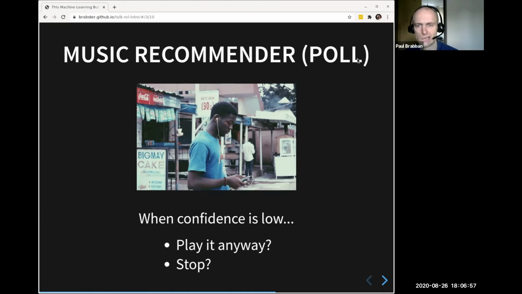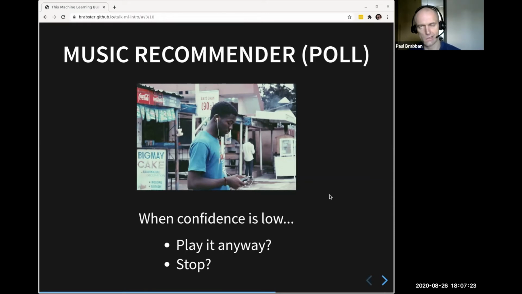So 56% of you said play it anyway, and 45% said stop playing and let the user choose. And that's great. I can see how you would reach either conclusion. It depends on how you're visualizing the product in your mind and what your goals are for that product as well. I definitely don't think there's a right or wrong answer here. So that's a really even split actually. That's really good. Okay, so we've got one more of these.